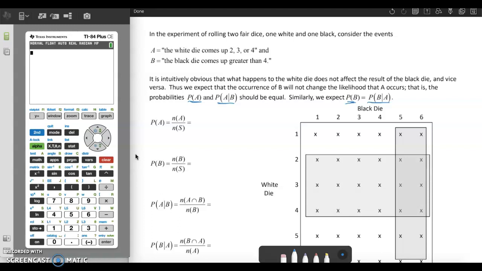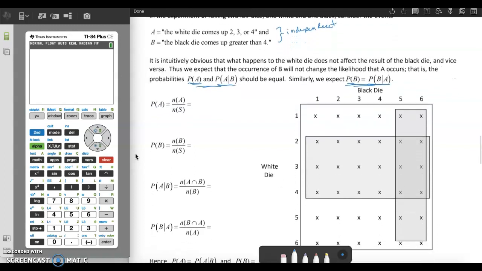So again, showing this will basically show that those two formulas are indeed true if your events are independent, which these definitely are in this case. These are independent. So let's show that these two statements are true in an independent situation.